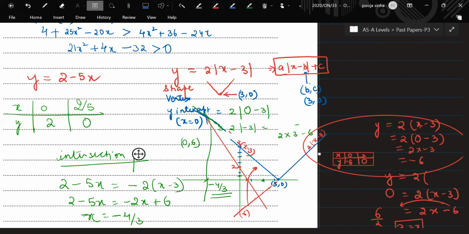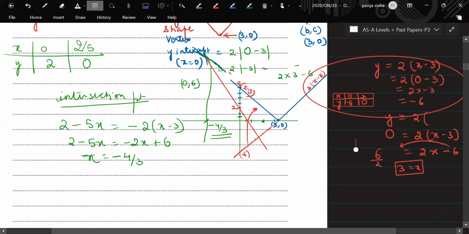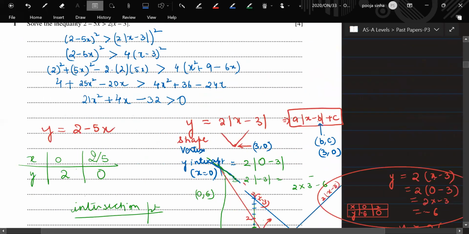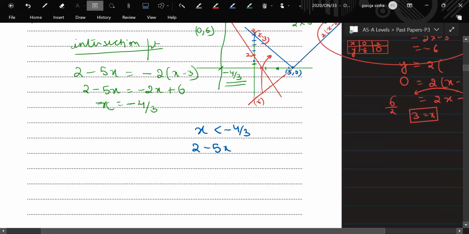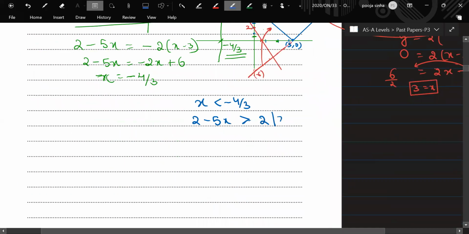After the intersection point. So what will I say? That when x is greater than or less than? Greater than. It will be greater on the left side. Think about it. Less than. It will be less than because it is a negative value, right? Correct? So when x is less than minus 4 upon 3, that's when your line, which is 2 minus 5x, is greater than 2x minus 3, finally. Okay. This is your final answer.